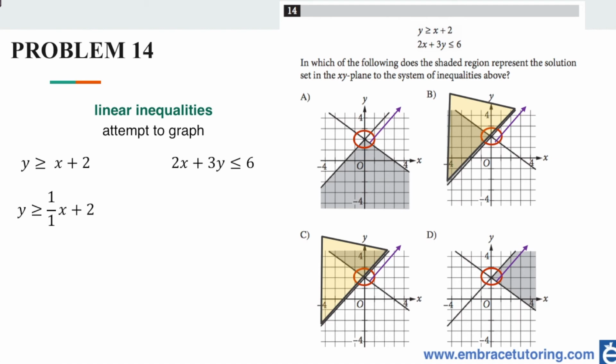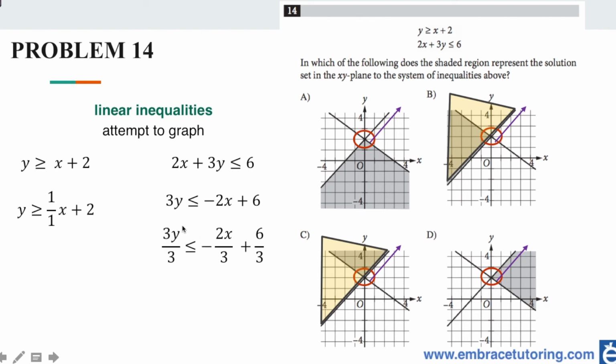For 2x plus 3y is less than or equal to 6. I then want to simplify here and get my 3y on the one side of the equation, because eventually I'm trying to get my y by itself. So I'm going to get 3y is less than or equal to negative 2x plus 6. I'm going to divide both sides by 3. So then when I'm dividing here, I'll get y by itself.